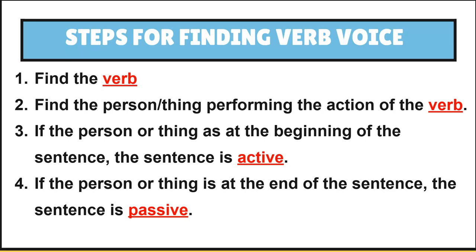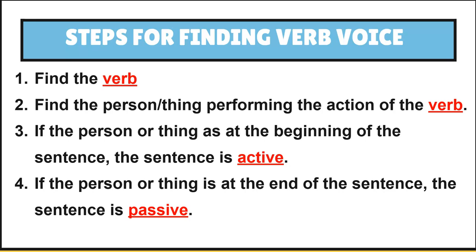Quickly, let's go over the steps for determining if a sentence is written in active voice or passive voice, and these were just modeled for you. Number one, like I said, find the verb, find the action word. Number two, figure out who or what is performing that action. Number three, if the person or thing that is performing the action is at the beginning of the sentence, before the verb, the sentence is written in active voice.